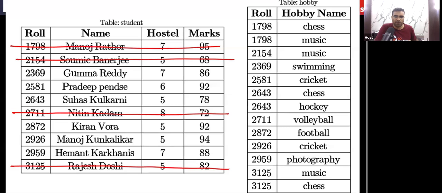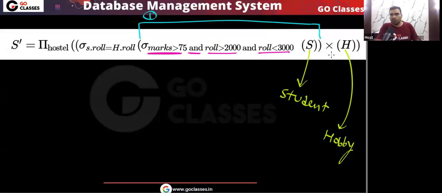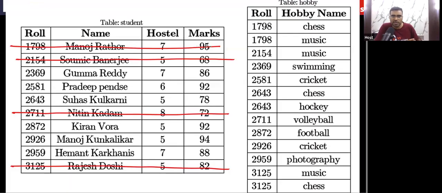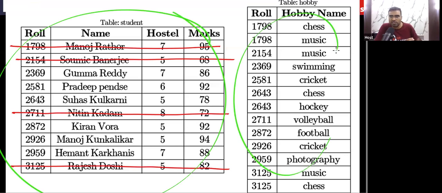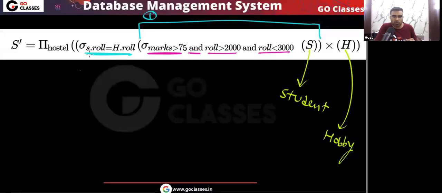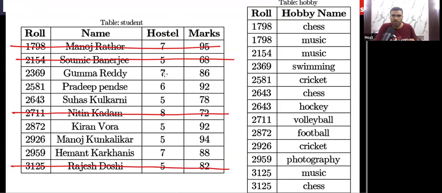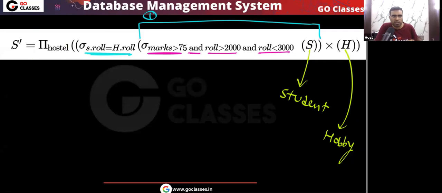Now, after this, what are you doing? After this, you are doing the cross product followed by this roll number condition. So then you are joining, yes or no? Basically, you are doing the cross product with H. This table, you will join with this table. You will do the cross product and then this condition: roll number must be the same. Then you are projecting the hostel.